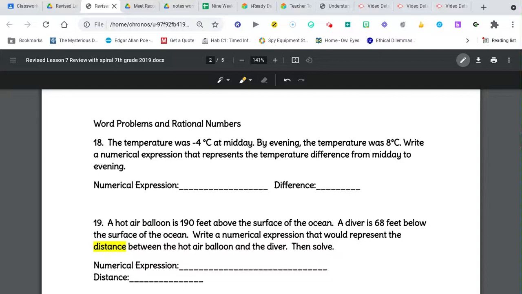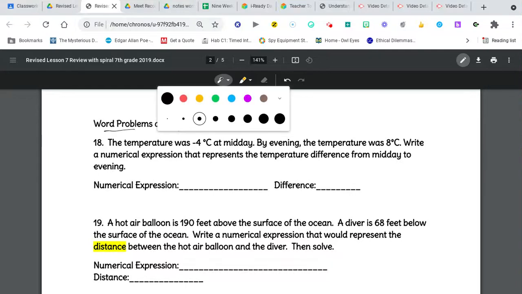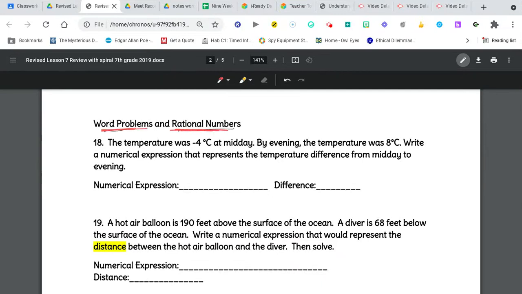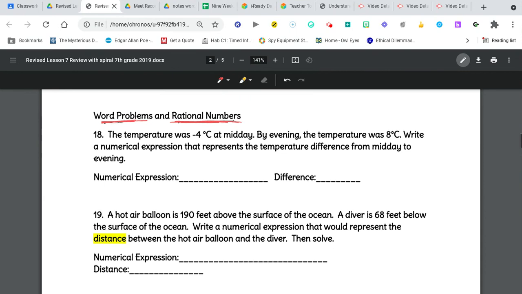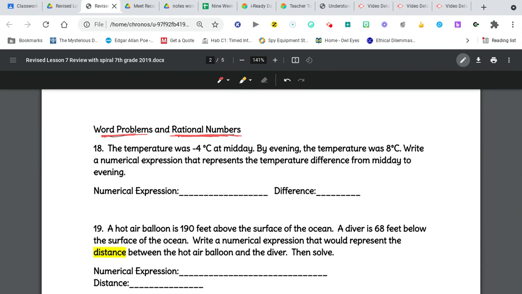All right, this next section, I'm going to go over word problems and rational numbers, guys. Might take me a little long on this. If I see that I need to chunk it up, I will. All right, some things that we want to remember before I even start this video.